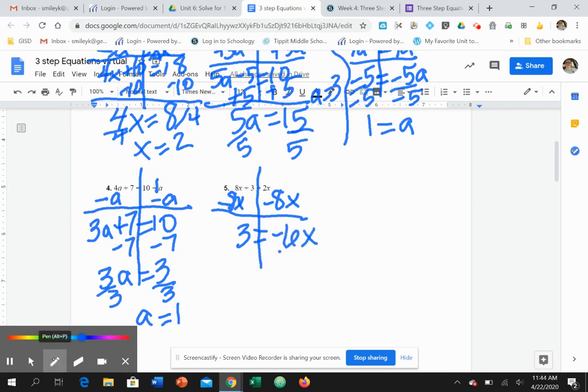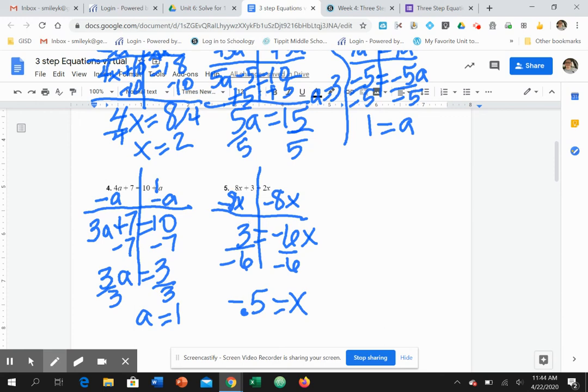If I divide by negative 6 onto both sides, you can leave it like that. You could write it as negative 0.5 equals x. You can give me x equals negative 1/2, or you can leave it as 3/6.